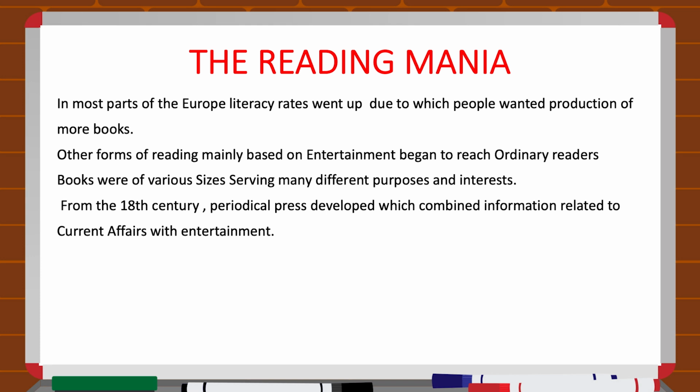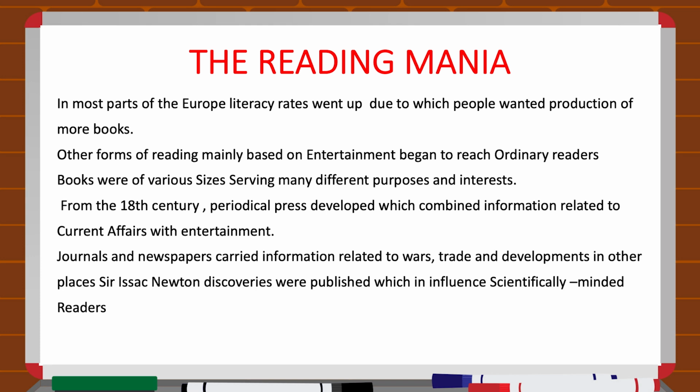Books of various sizes, serving many different purposes and interests, appeared. From the 18th century, the periodical press developed, which combined information related to current affairs with entertainment. Journals and newspapers carried information related to wars, trade, and developments in other places. Sir Isaac Newton's discoveries were published, which influenced scientifically minded readers.